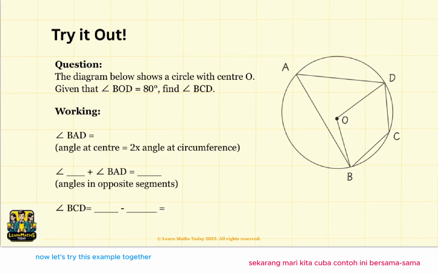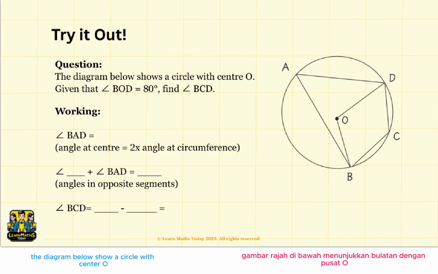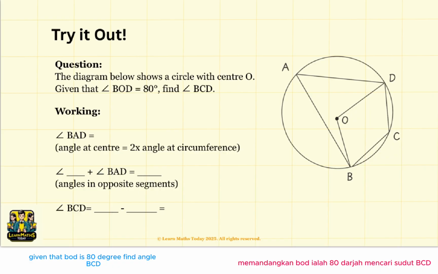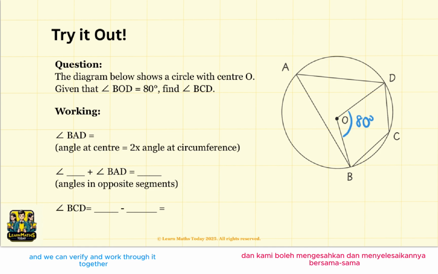Now let's try this example together. The diagram below shows a circle with center O. Given that angle BOD is 80 degrees, find angle BCD. Please spend some time working on this on your own, and we can verify and work through it together.